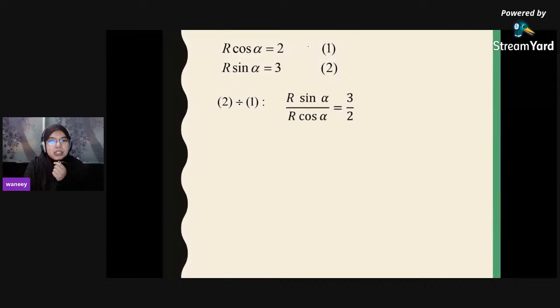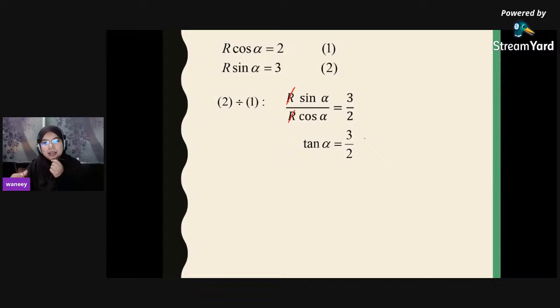So we're going to have r sine alpha over r cos alpha. So we divide the left hand side first, and then the right hand side is simply 3 over 2. And then you can cancel out the r and the r. Sine over cos, that is simply equal to tangent. So tangent alpha is equal to 3 over 2.